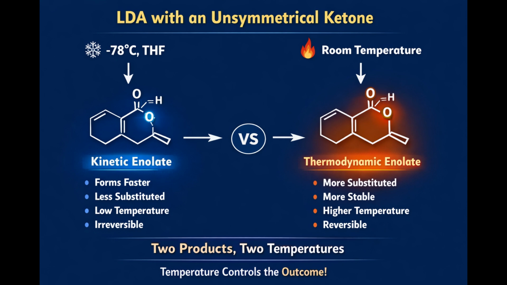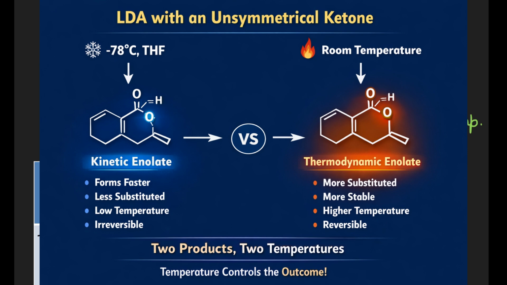So we can say that the kinetic product is formed faster, it is less substituted, and it is formed at the lower temperature, and it is reversible. When the temperature is high, it will change to the more substituted product. The more stable product means the thermodynamic enolate at the higher temperature. So the temperature controls the overall outcome. So I think now you know how to manage the kinetic product and the thermodynamic product. There will be no controversy about it.